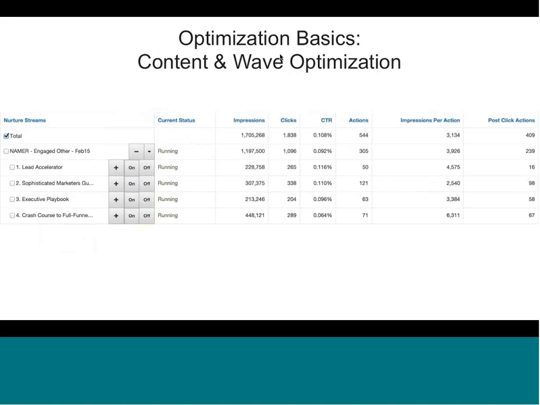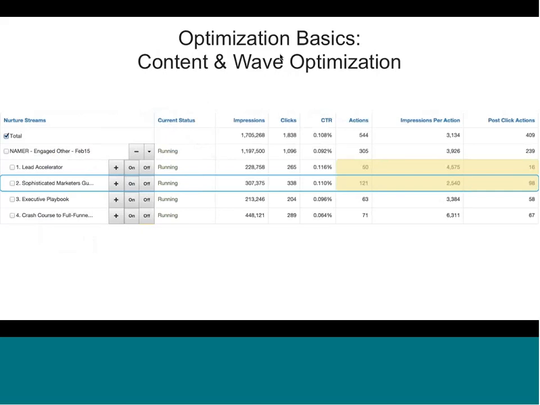Looking at these waves, we can see that this second wave is actually performing really well. We're seeing 121 total actions. Impressions per action is at 2,500. This is the best performing asset that we have in this stream. So what I would do in this case is compare it to the first wave here.